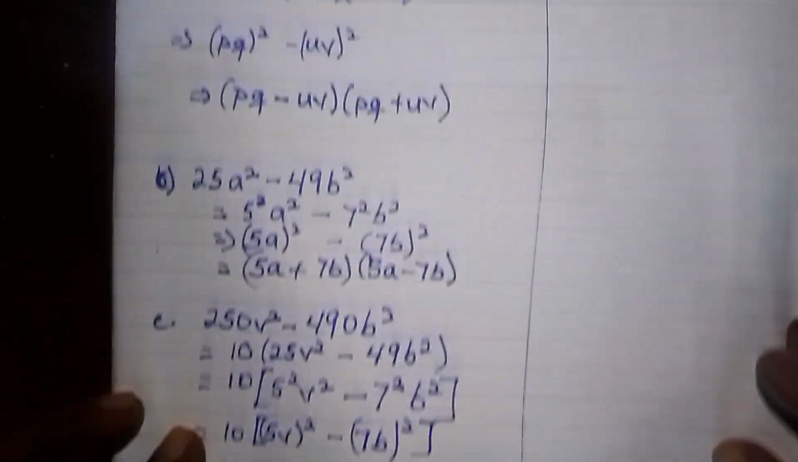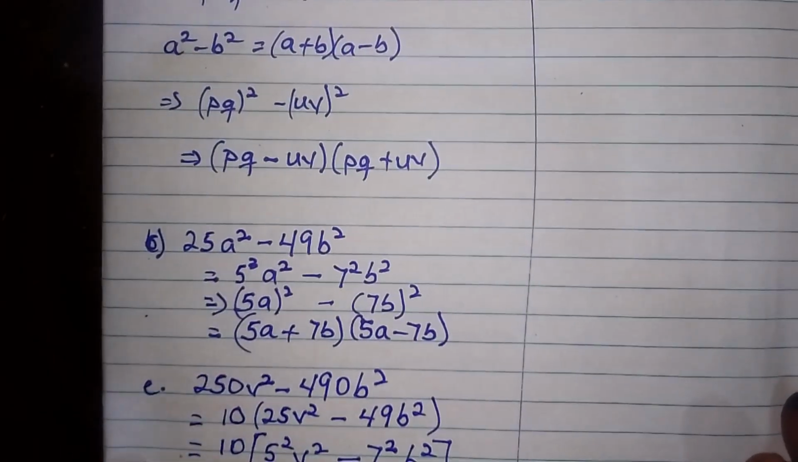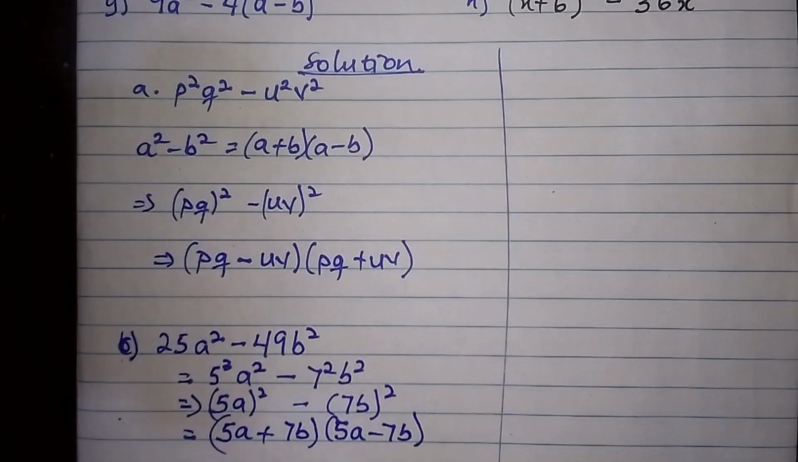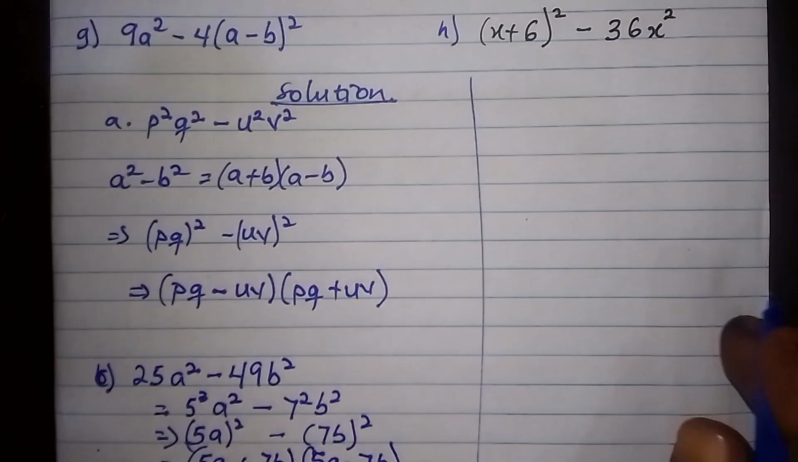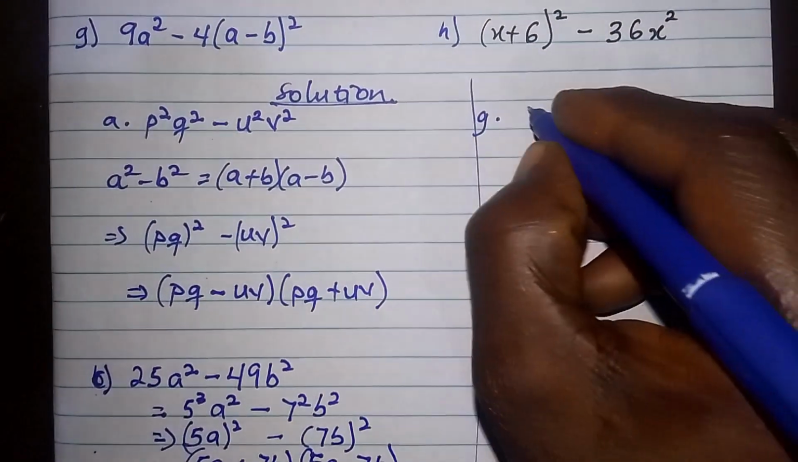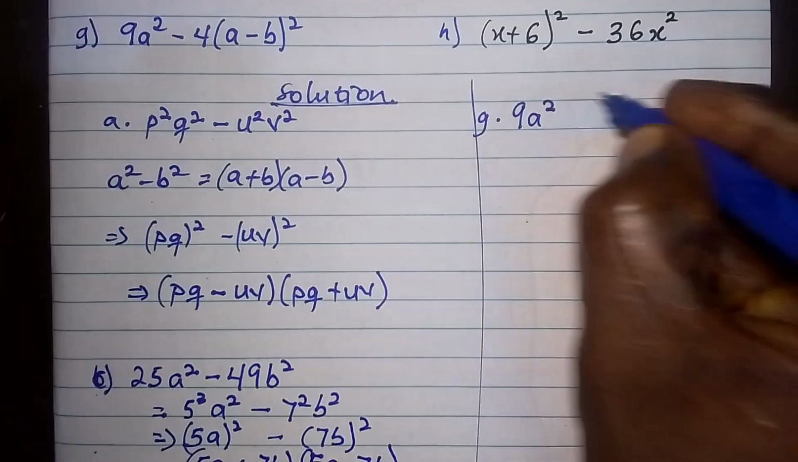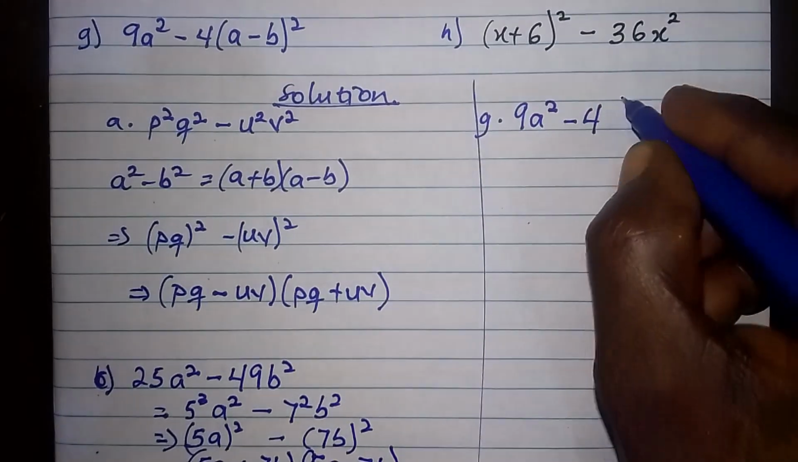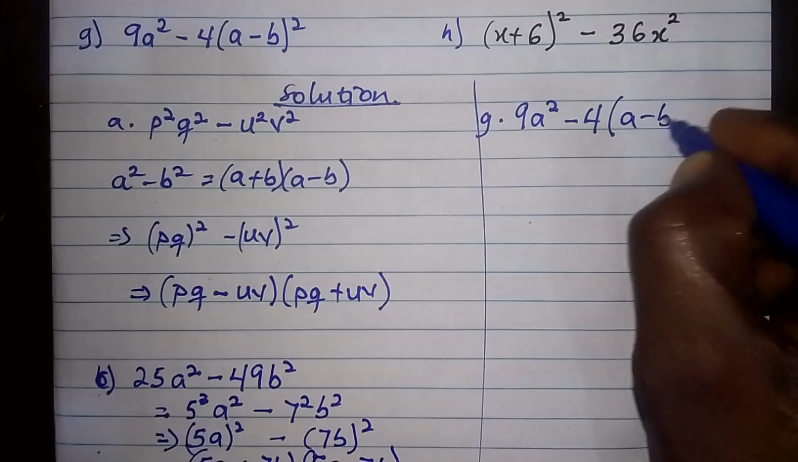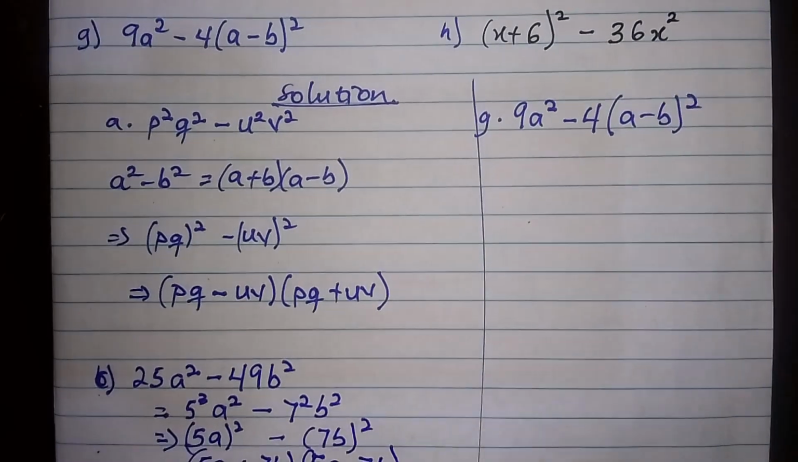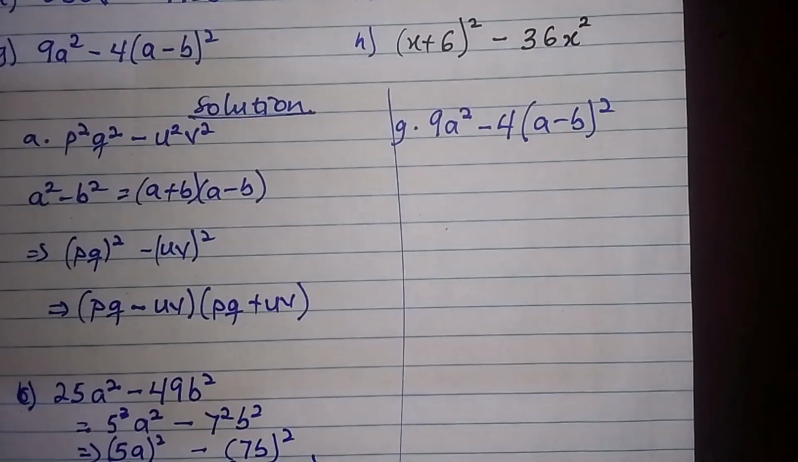The last one to look at on my part is G. So after doing the G, you'll be required to solve B, D, F, and H in your workbooks. Now what is G? So I have 9a squared minus 4 into bracket a minus b all squared. We are going to solve this over here.